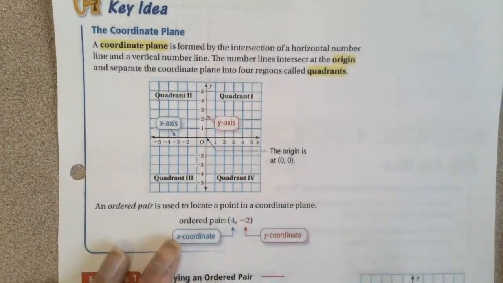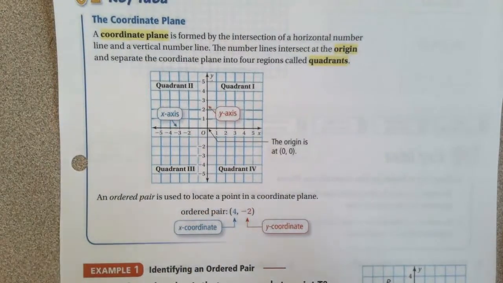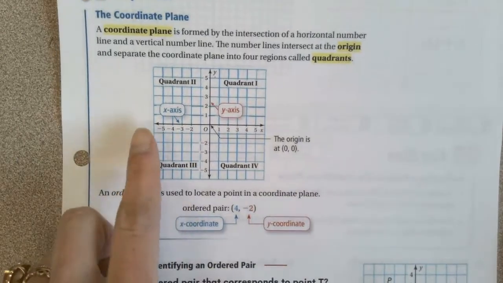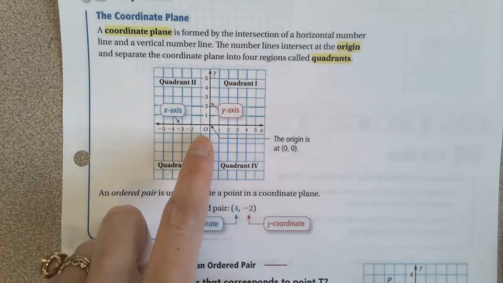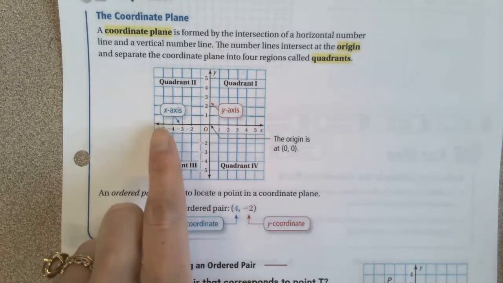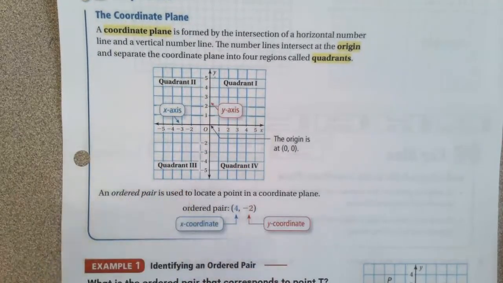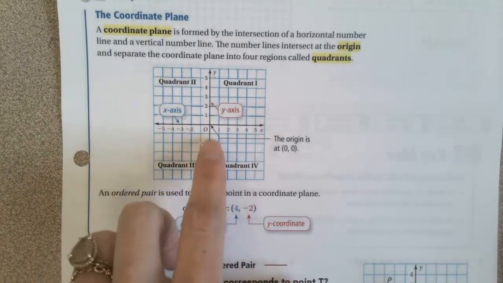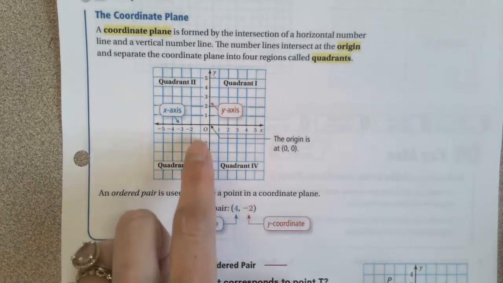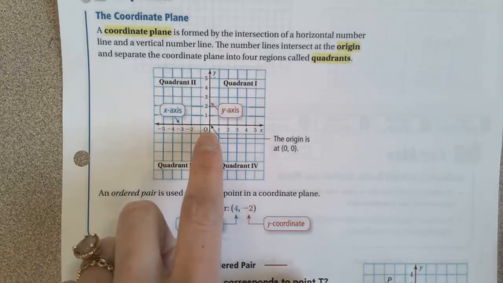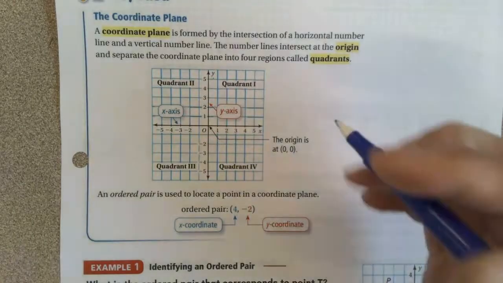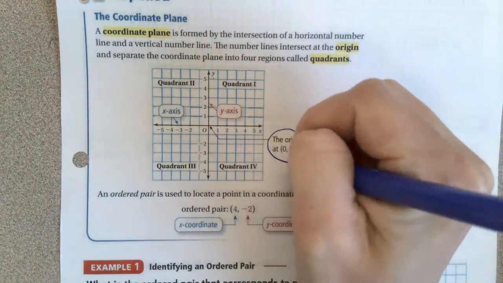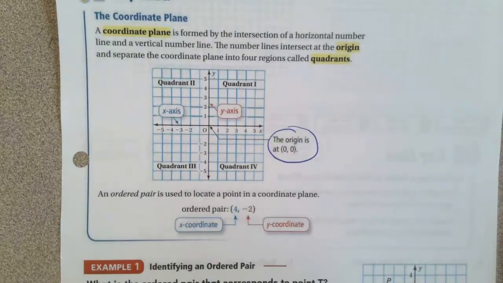So if we look at the coordinate plane, a coordinate plane is just the intersection of two number lines. We have a horizontal number line. That is our x-axis. So you can see the 0, the positives, the negatives. Then we have a vertical number line, which is our y-axis, with our positives and our negatives. And so where those number lines meet, that is our origin. The origin is at 0, 0. That is the point for the origin.